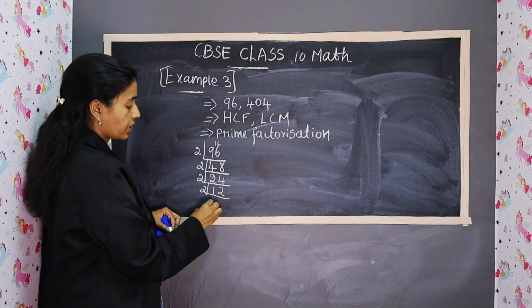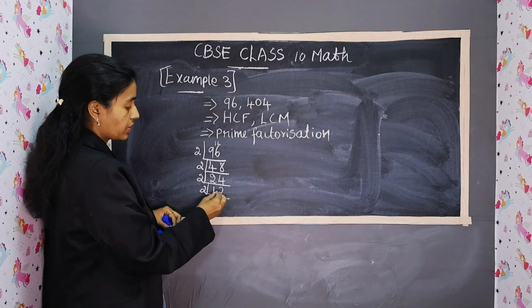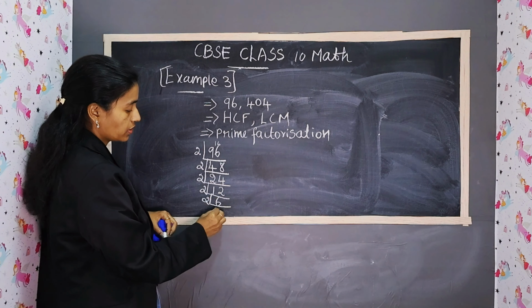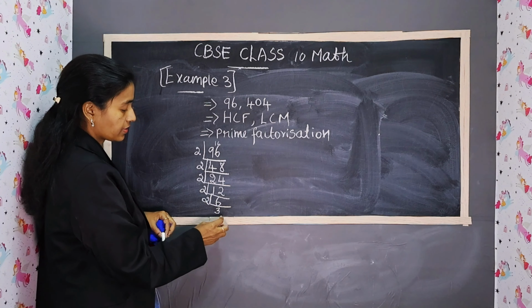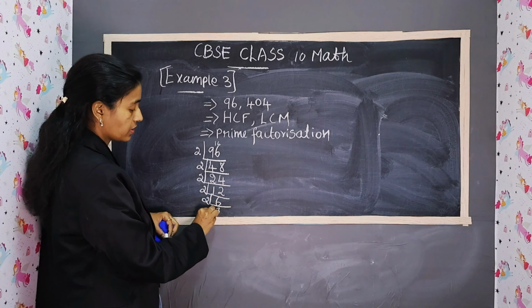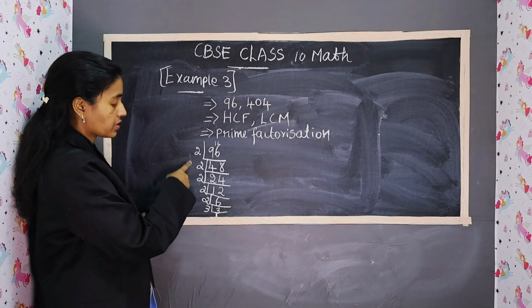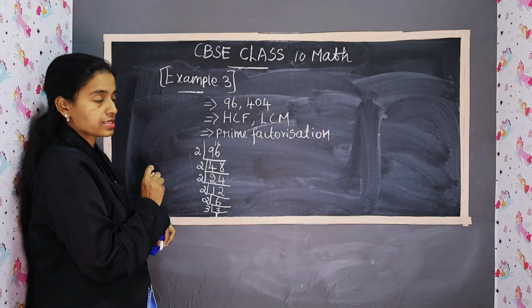And again I have to divide it. Dividing 12 by 2, I'll get 6. Again by 2, I'll get 3, right? And 3 will be here. 1 3 is 3. These are all the prime factors of 96.